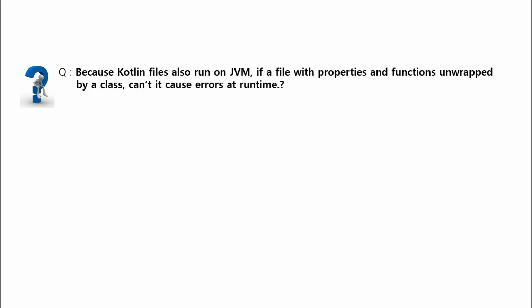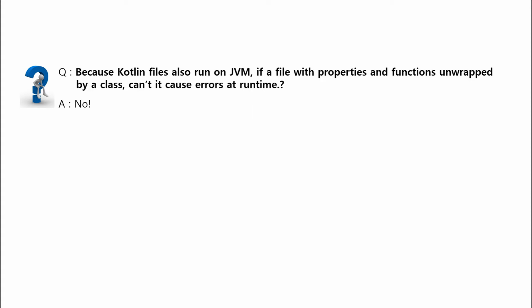Then here's a question coming up. We already know Kotlin is 100% compatible with Java and is running on the JVM. Then if the Kotlin coding structure is different from Java, what if there's no class declared, or there are top-level properties and functions outside of a class? Isn't that making errors at runtime? Well, luckily no. There's no problem at all at runtime.